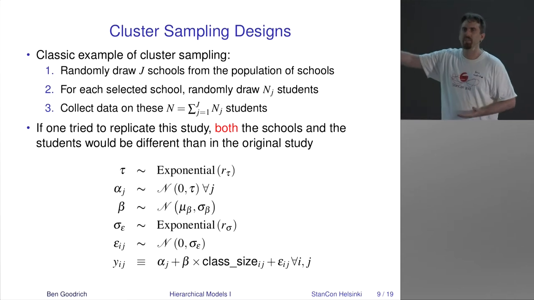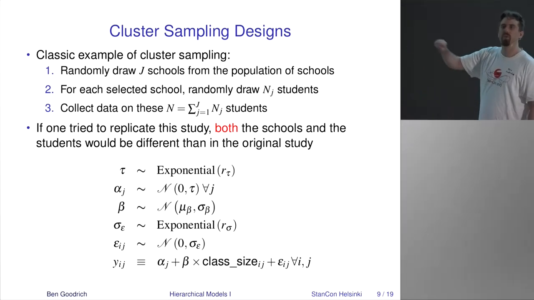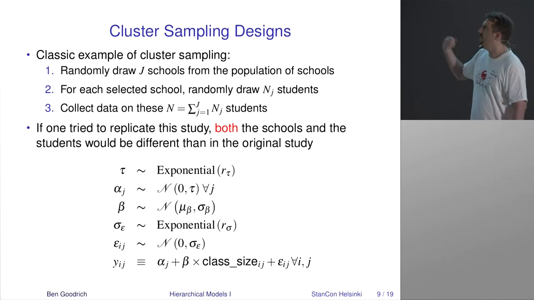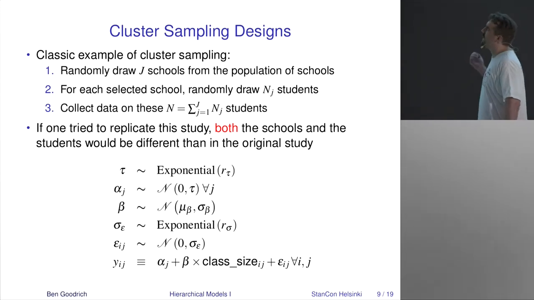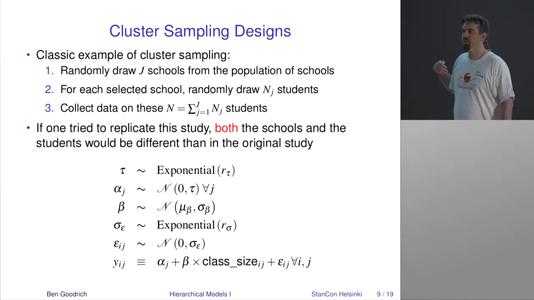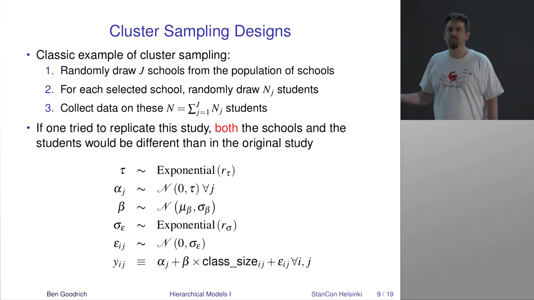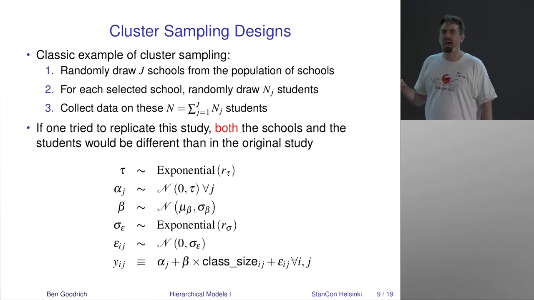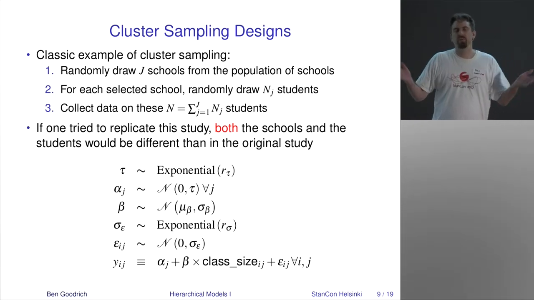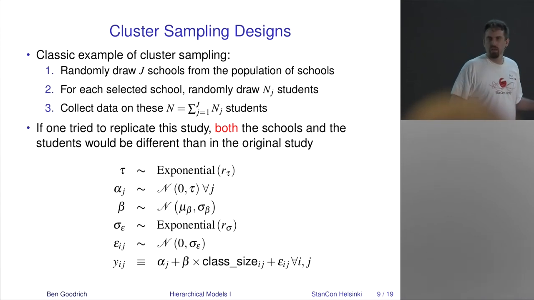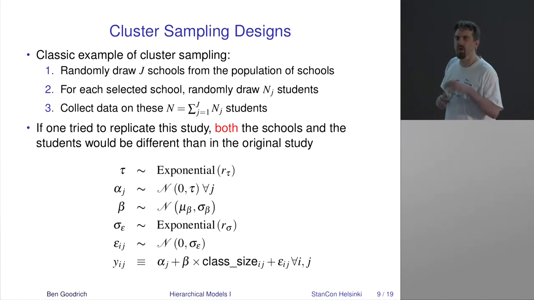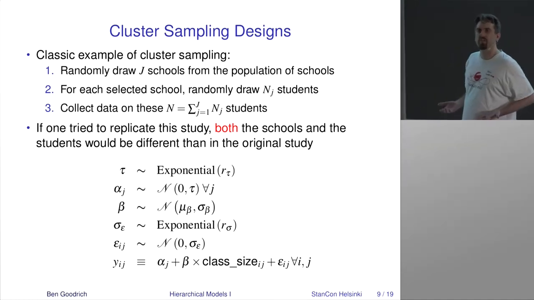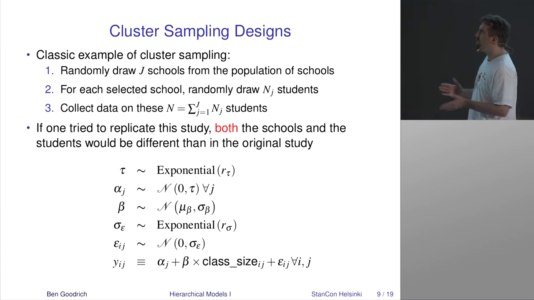We're randomly going to select J schools from the population of schools of interest. That might be some number like 100. And then for each of the selected schools that we drew in the first step, we're going to randomly draw n sub j students from that school. It doesn't have to be the same for every school, but let's say that's like 20. So we have 100 schools, 20 students from each of those 100 schools, so we have a total sample size of 2,000. And we're going to collect data on those 2,000 students.